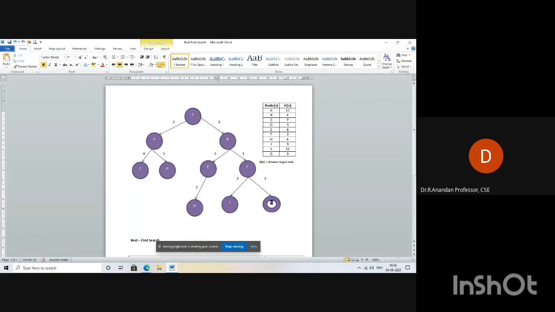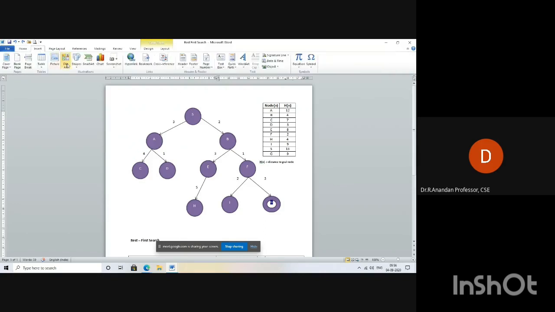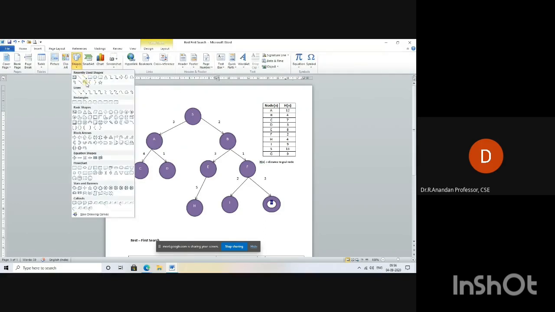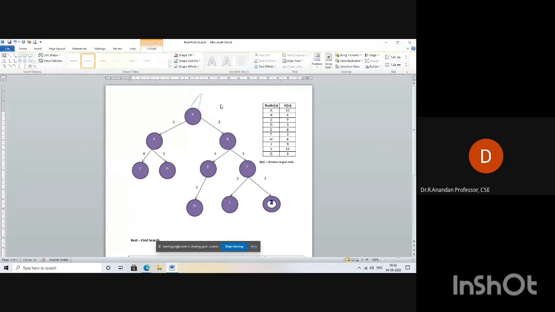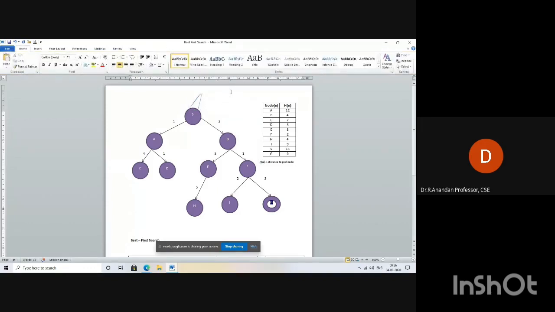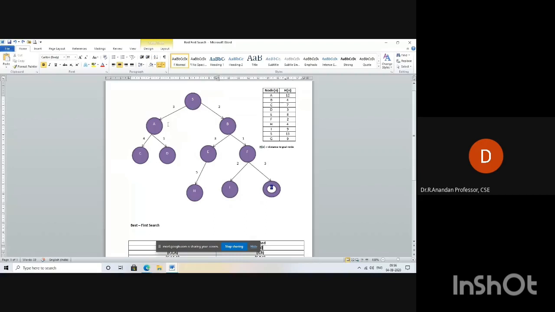The path to itself is 0, so there is no path to itself. If I take a path like this, it goes into an infinite loop, so I am not going for this one. So I am taking either left or right. Now I have to find which one is the optimal path.